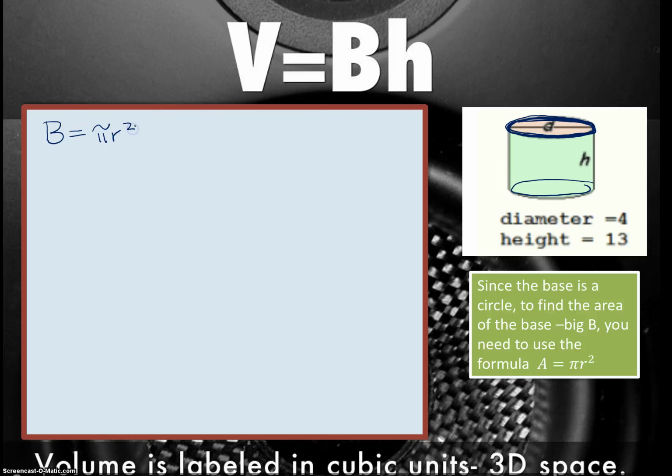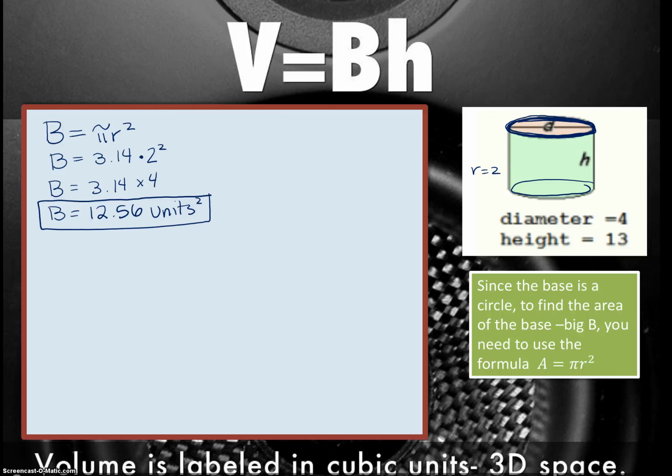Pause the video, and when you're done, you will find the base. So before I could find the area of the base, I first needed to find the radius. So I took the diameter and divided it in half, or multiplied by 0.5. So 2 squared is the same as 2 times 2, which is how I got 4. 3.14 times 4 is 12.56. And then it's the area of the base, so I needed to make sure to label it in square units.